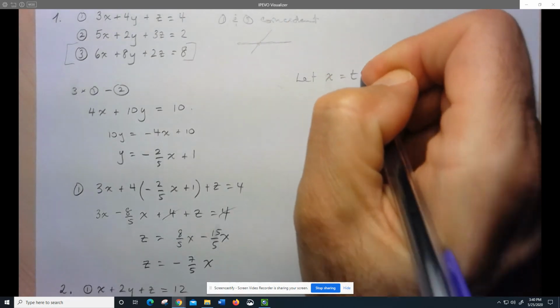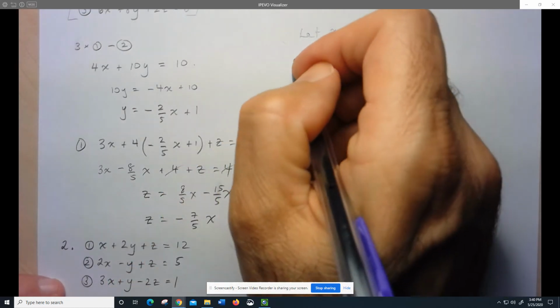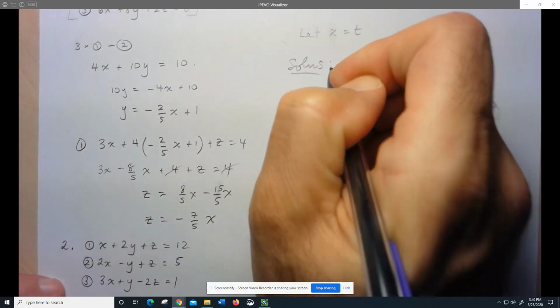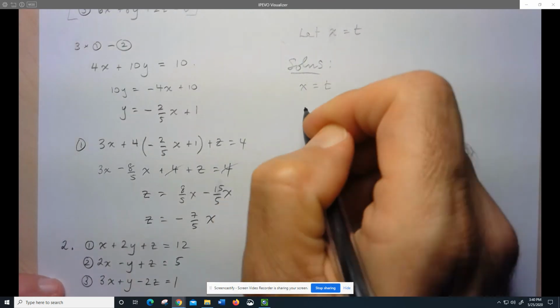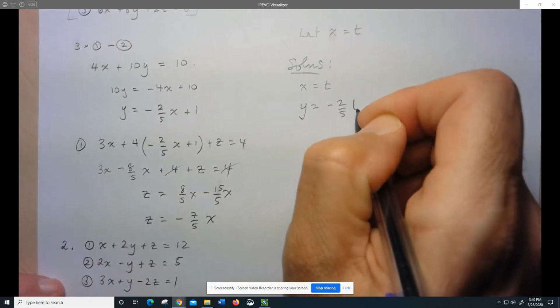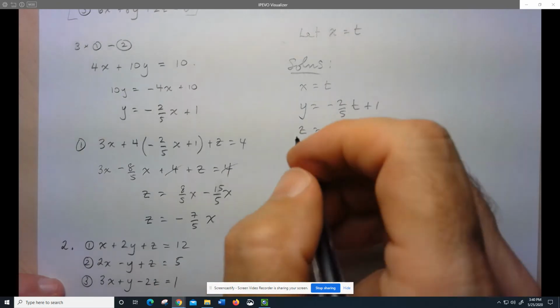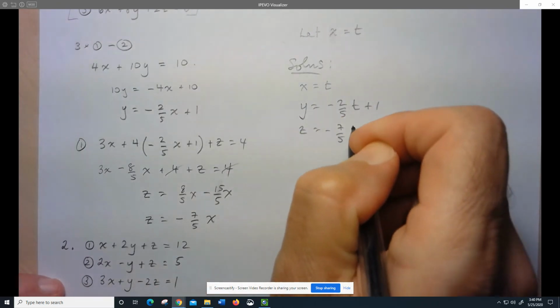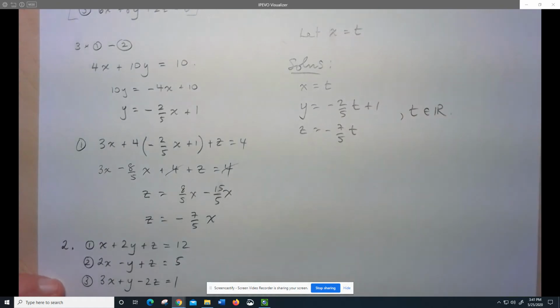X is going to represent our parameter t. Okay, and so now our equation, we're going to have infinitely many solutions. X is going to be equal to t. Y can be written as negative 2 over 5 t plus 1. And then z can be written as negative 7 over 5 t. And here, t can take on any real number.